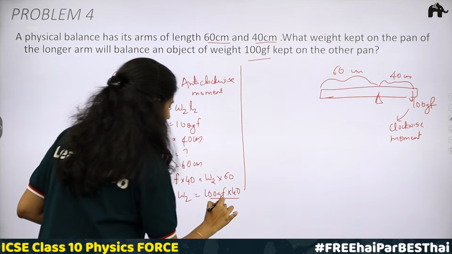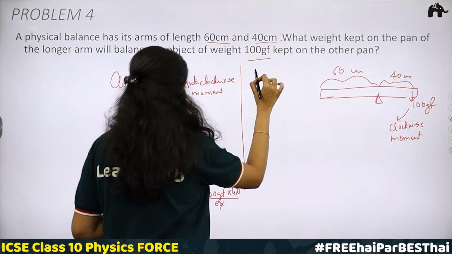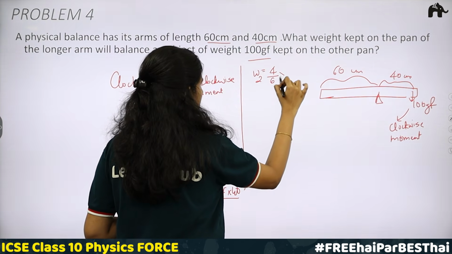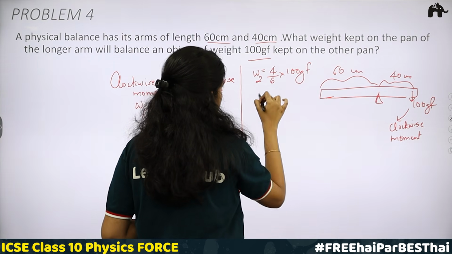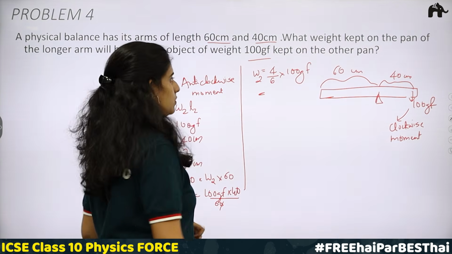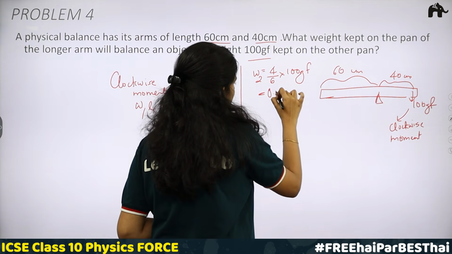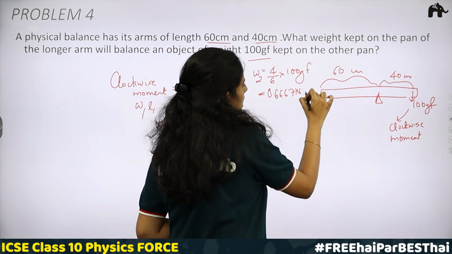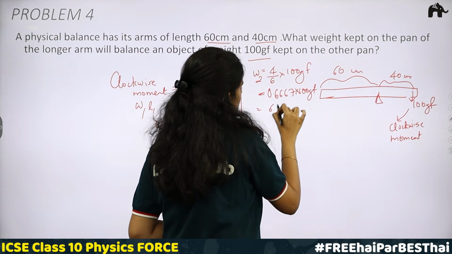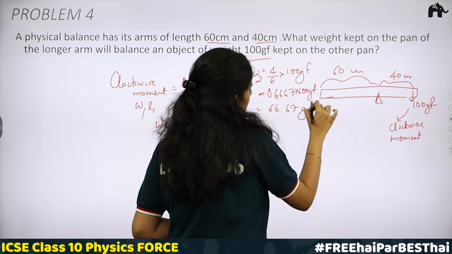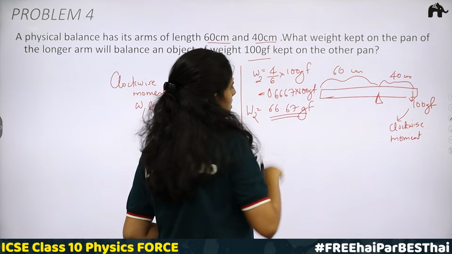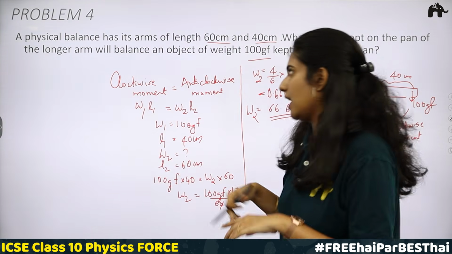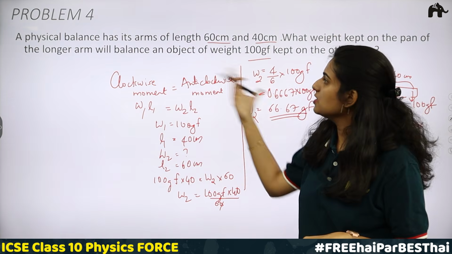How much do we get? You can cancel the zeros. So that is W2 is equal to 4 by 6 into 100 GF. 4 by 6. How much do we get? 0.6667. It goes on. Okay. Into 100 GF. So somewhat your answer will be 66.67 GF. So this is the required weight which should be kept on this pan, in order to bring it to a balance. Clear? Just we have used the principle of moment.